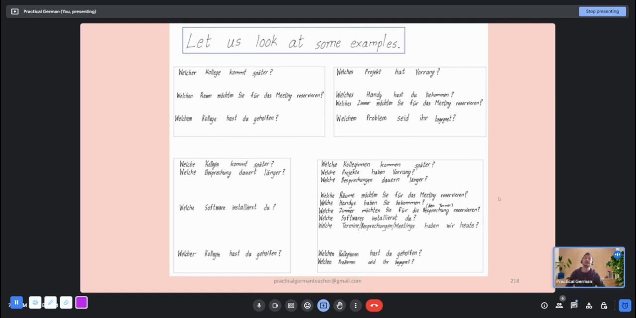This next block as well. Welche Kolleginnen kommen später? Welche Projekte haben Vorrang? Please don't say project. Projekt, Projekt haben Vorrang. Not yeah, not ja. Projekt. Projekt.